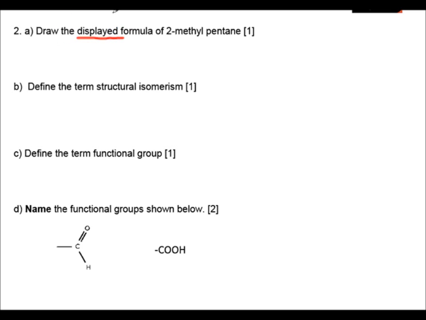Remember that displayed formula shows every single atom and every single bond between the atoms. So it's basically drawing the molecule out in full. So pent tells us that the longest carbon chain is 5 carbons, and the ane tells us that it's a simple alkane with no double bonds. So we know we can draw the longest carbon chain of 1, 2, 3, 4, 5 carbons. This 2-methyl tells us that on the second carbon, so 1, 2, we've got a methyl group attached. So we can draw that in, methyl group being CH3.